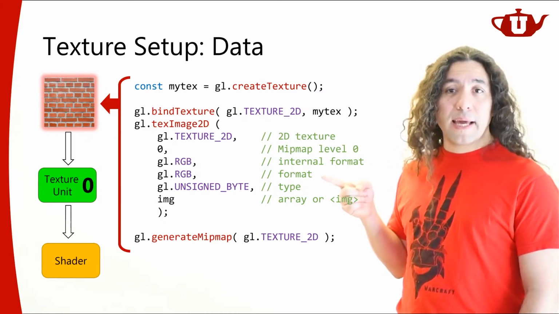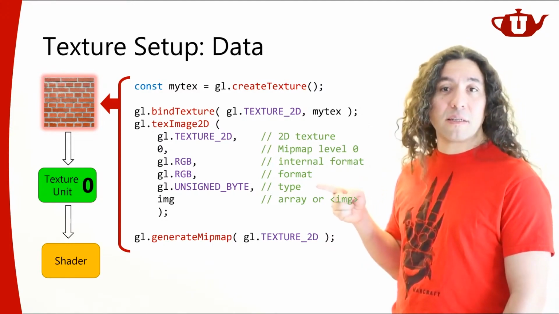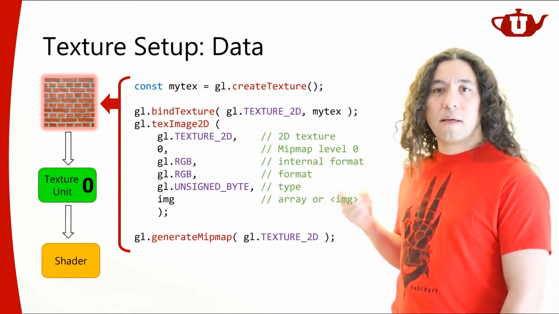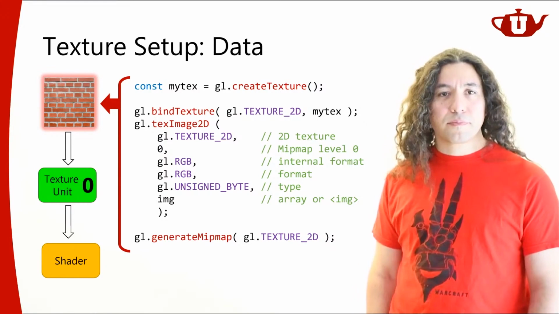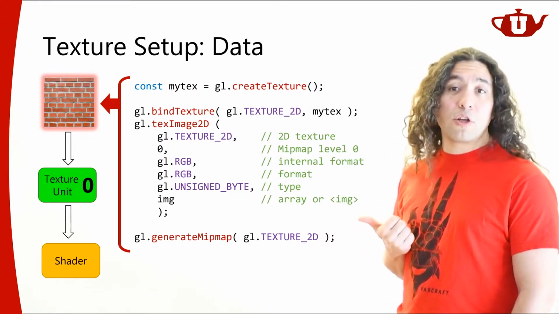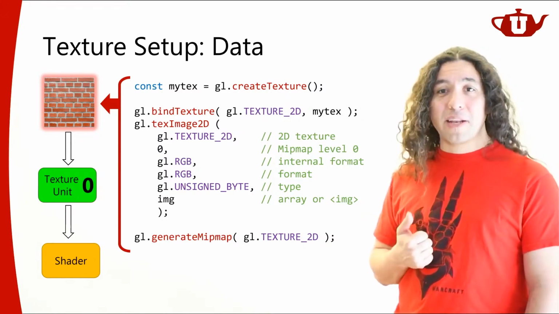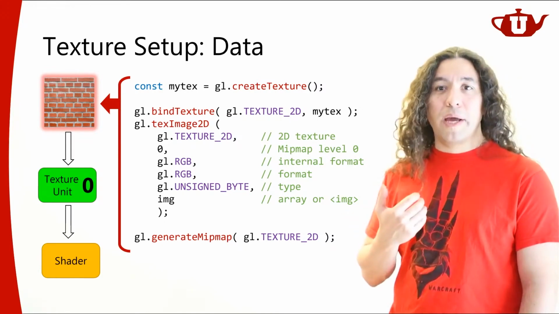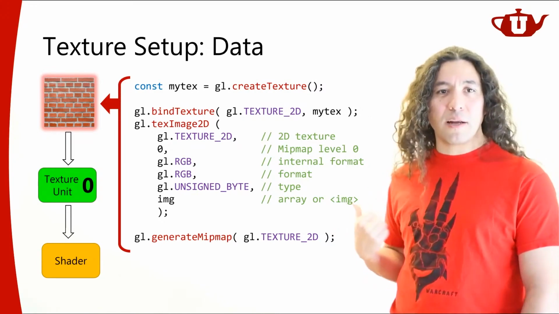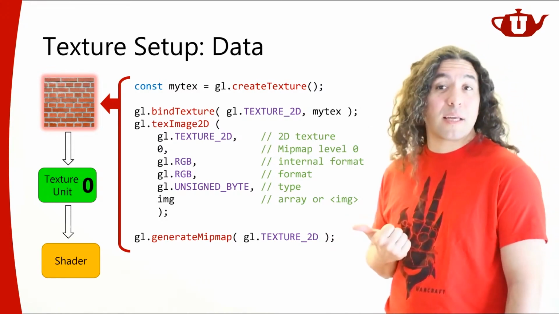And then the next one is saying, hey, the image that I'm giving you is in RGB format, and every pixel, every channel value is going to be an unsigned byte. And here's my texture data. It could just be an array of RGBA channel values, or it could be just an HTML image tag. The nice thing about WebGL is that you can just give it an image tag on my web page, get your data from that image tag, and WebGL will just grab the image data from the tag. So that's quite convenient. That's what I prefer doing with WebGL.